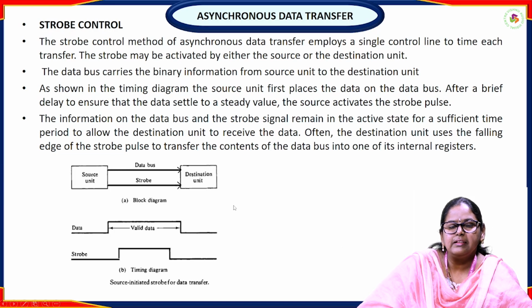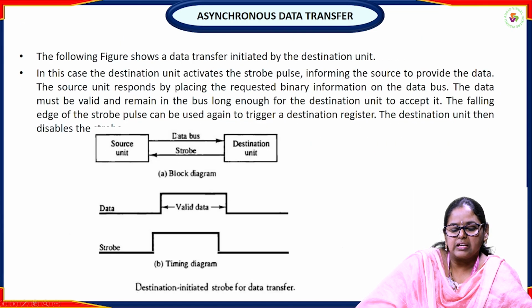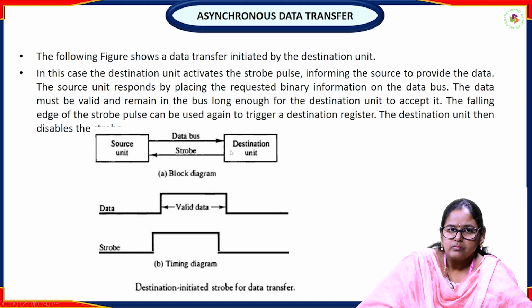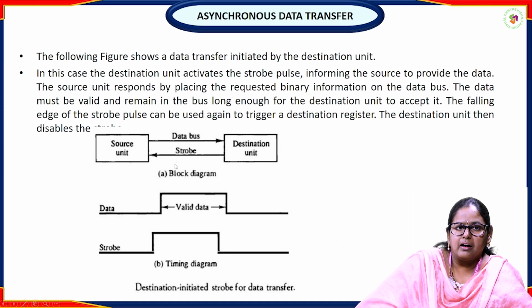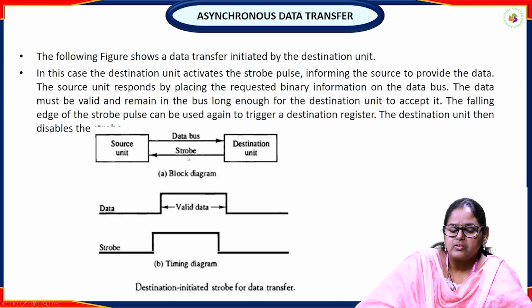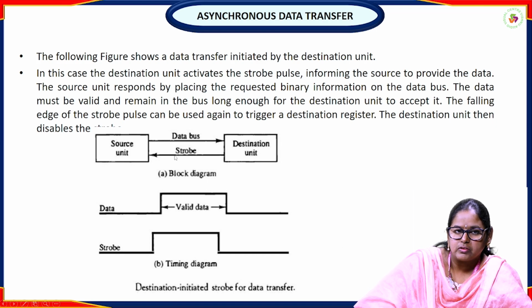Now we will see the second method of the strobe, that is destination initiated handshaking. When we see destination initiated handshaking, the first thing is that the destination unit enables the strobe pulse. The destination unit is saying I am ready to accept the data, so it enables the strobe line. Then the second step is the source places the valid data over the data bus, and both remain in the high state for some time.